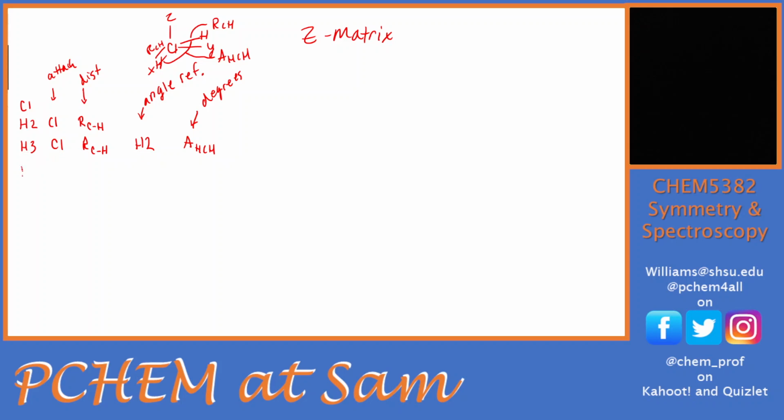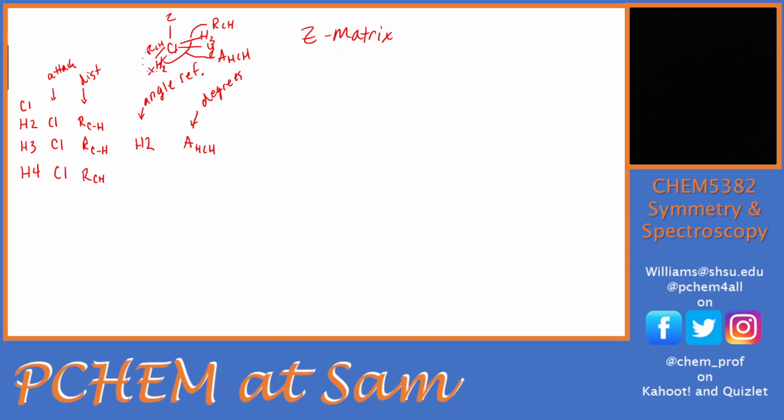So then H4. But see, notice how the Z matrix is so easy because it's so intuitive, right? H4 is connected to C1 as well, so we would just put a C1 here. And what's the distance? RCH. And then now we need an angle with respect to whichever one. So which one should we choose? Let me go ahead and put a 1 here and a 2 there. I'm sorry, 2 and 3. 2 here and 3 there.